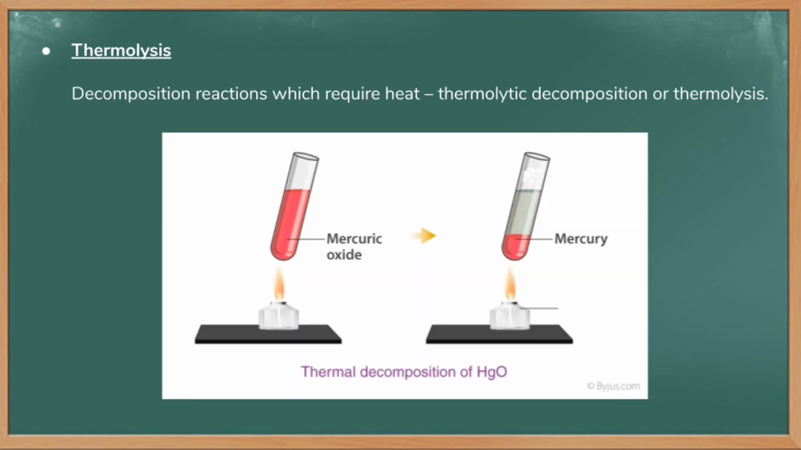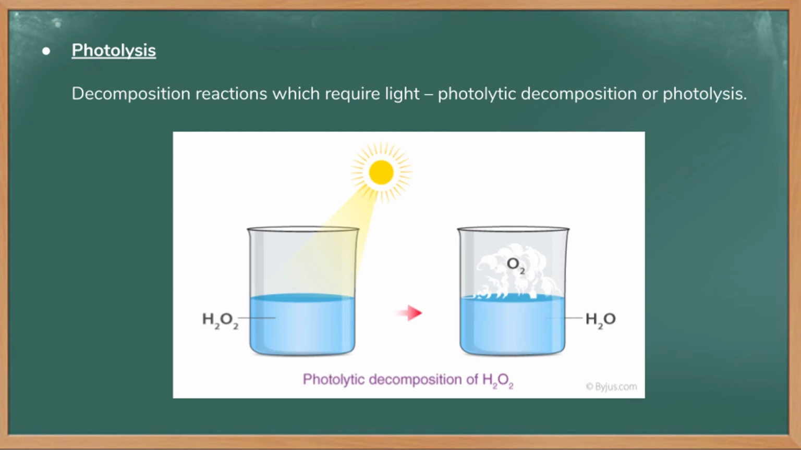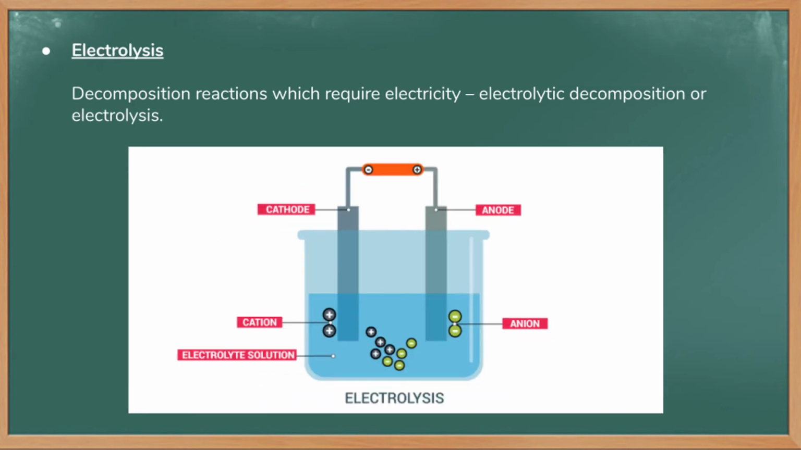Decomposition reactions which require heat are called thermolytic decomposition or thermolysis. Decomposition reactions which require light are called photolytic decomposition or photolysis. This is used in black and white photography. Decomposition reactions which require electricity are called electrolytic decomposition or electrolysis.